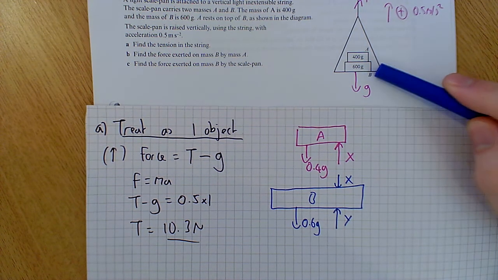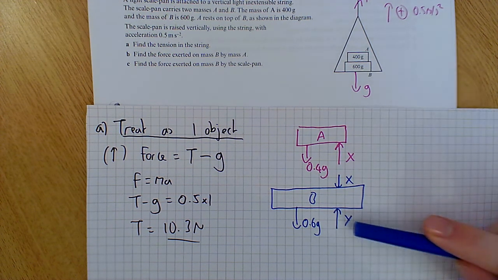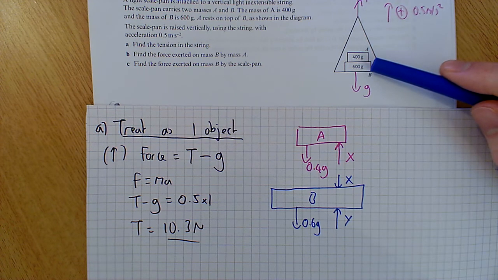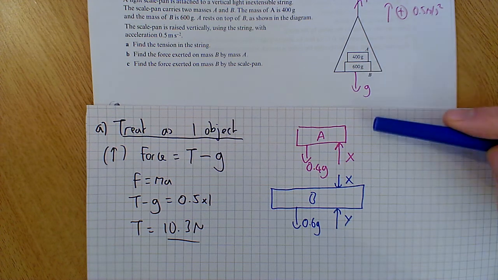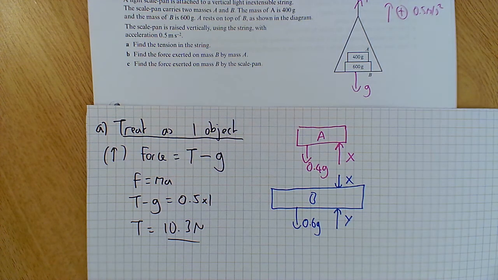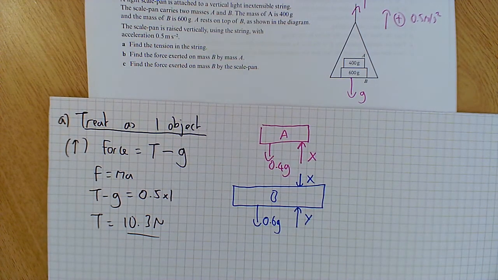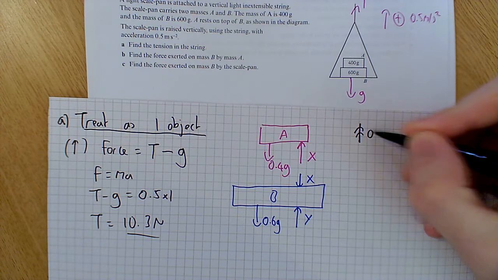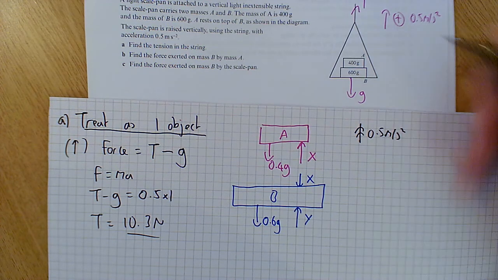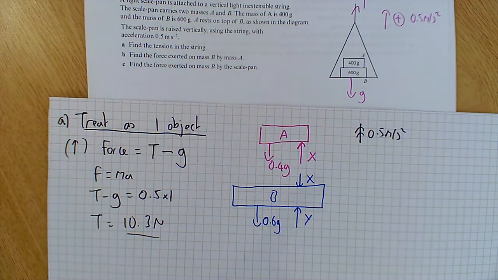So the lift floor here is exerting a force of Y, because otherwise this 0.6g would just fall straight through the bottom of the lift. Right, so they're all of my forces, and we've got to remember within this that the acceleration for all of them is 0.5 meters per second squared. If the whole lift is moving up at that acceleration, then each of them individually must be.